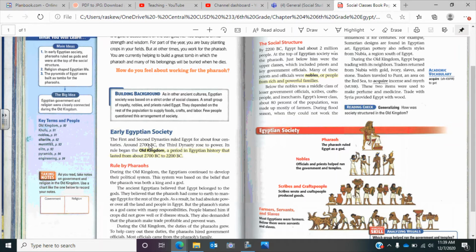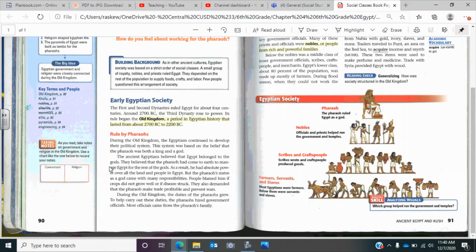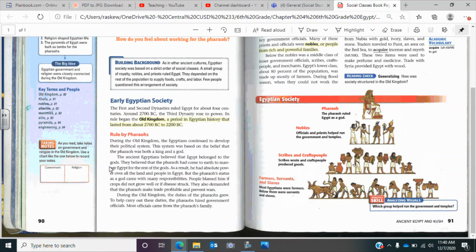Around 2700 BC, the 3rd dynasty rose to power. Its rule began the Old Kingdom, a period in Egyptian history that lasted from about 2700 BC to 2200 BC. Ruled by pharaohs. During the Old Kingdom, the Egyptians continued to develop their political system, or the way their government ran. This system was based on the belief that the pharaoh is both a king and a god.